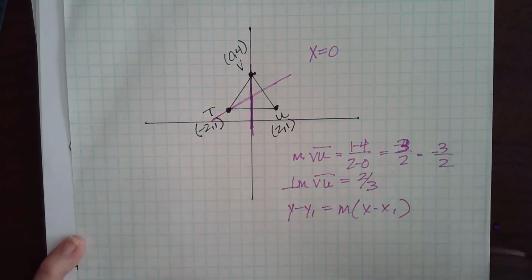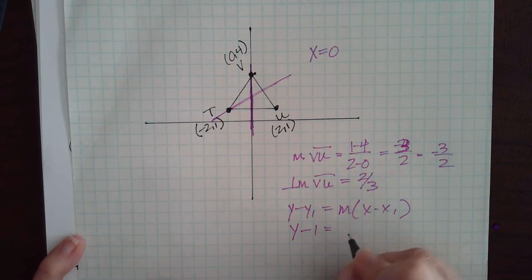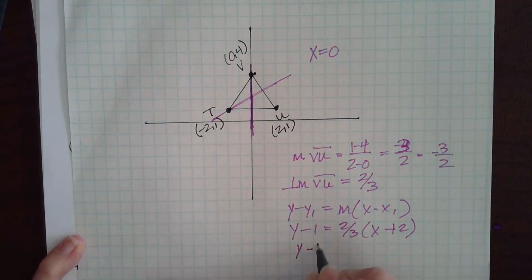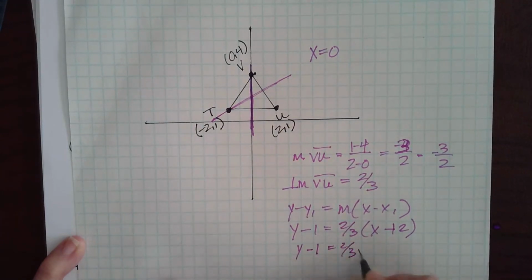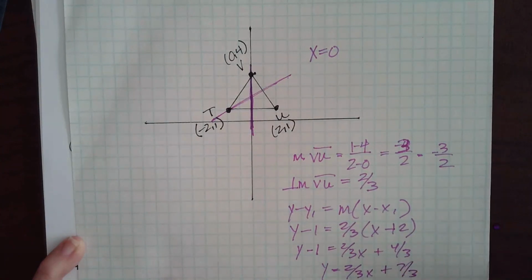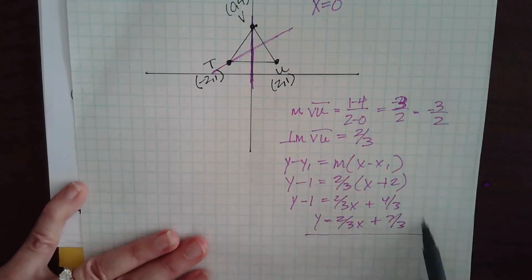Now I can just find the equation of this line by using my point T and plugging it into my equation. My slope is 2/3. If I do this correctly, I get y minus 1 equals 2/3 x plus 4/3. If I add 1 to both sides, I get y equals 2/3 x plus 7/3. All right, so that's the equation of this line.